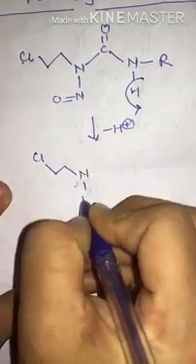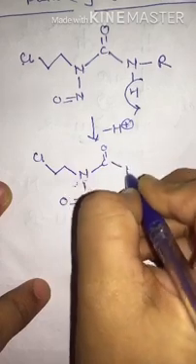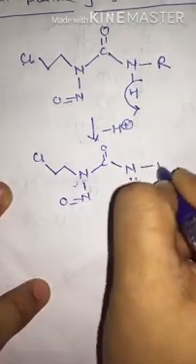Like in the first pathway, the second pathway also starts with deprotonation. So I'll write down minus of H plus. Deprotonation leaves 2 electrons on nitrogen. So it is C double bond O. We have N and R.